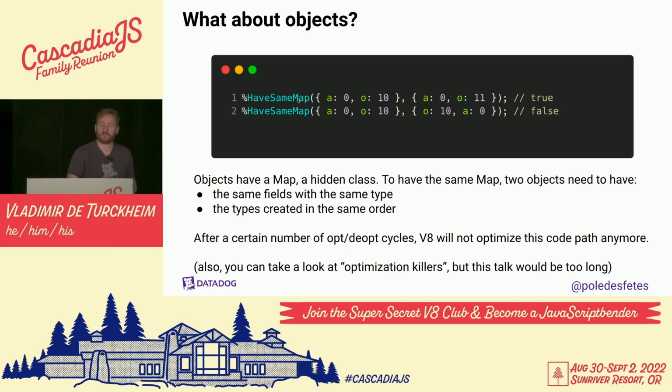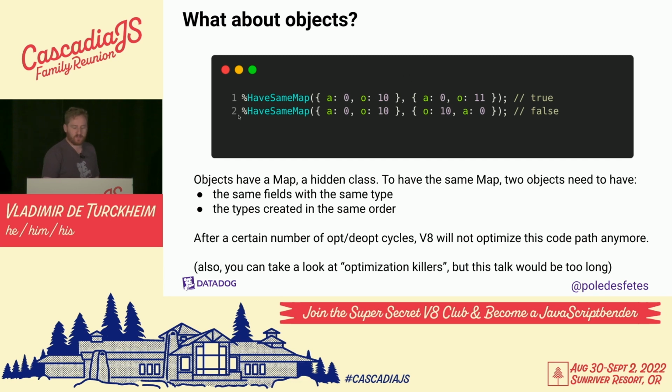And we even have a method in V8 that enables us to check if two objects have the same hidden class. So if I take the object A0O10 and A0O11, they have the same hidden map because they have been created with the same properties, which have the same type in the same order. And if I check the object A0O10 and O10A0, they won't have the same map because they have not the same property created in the same order. And that's this kind of very deep V8 stuff that can sometimes solve your life.